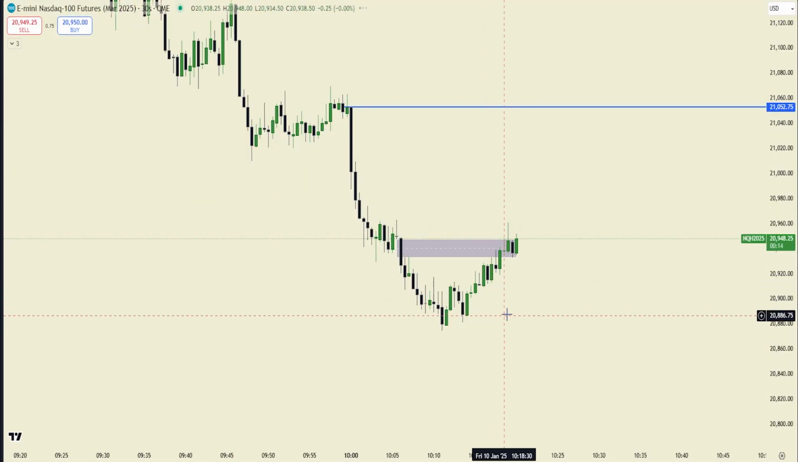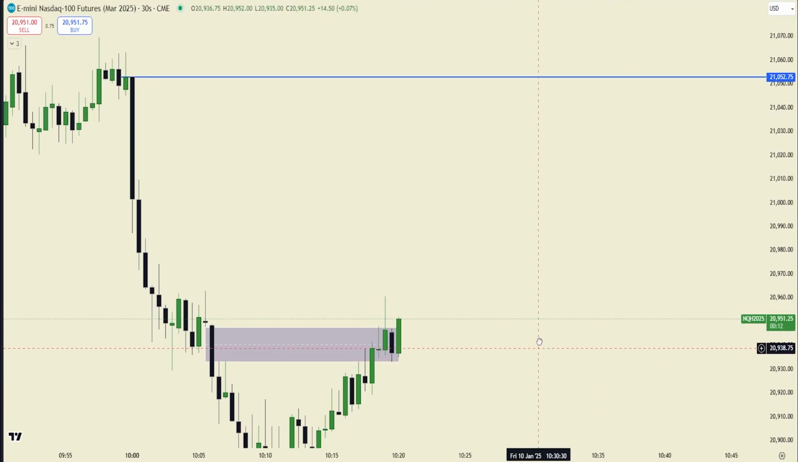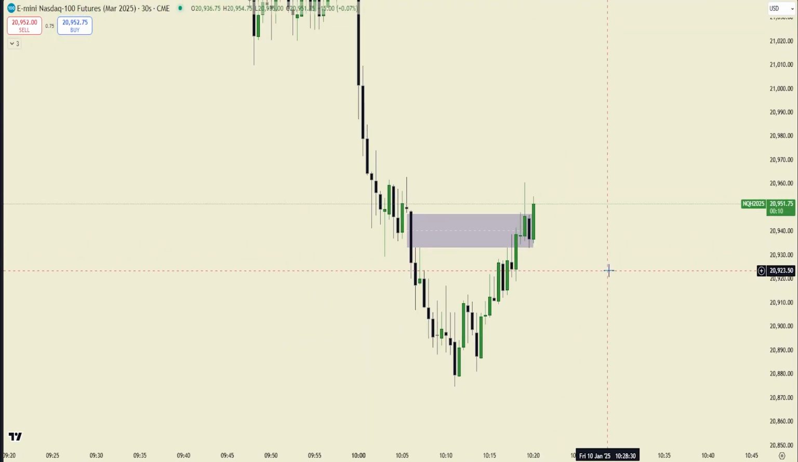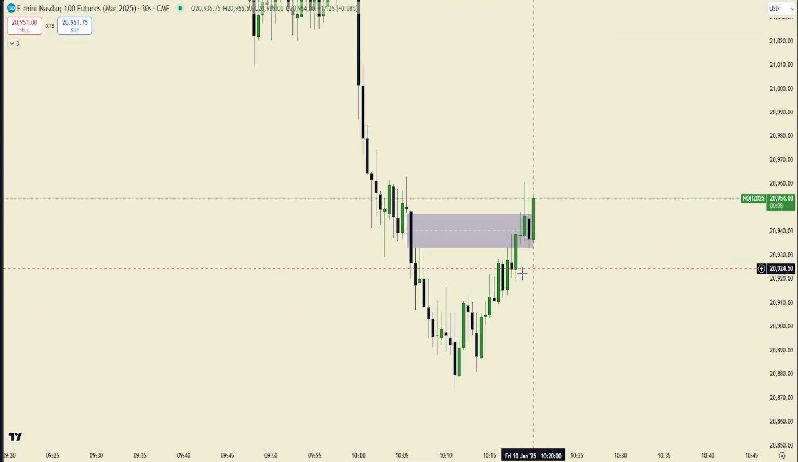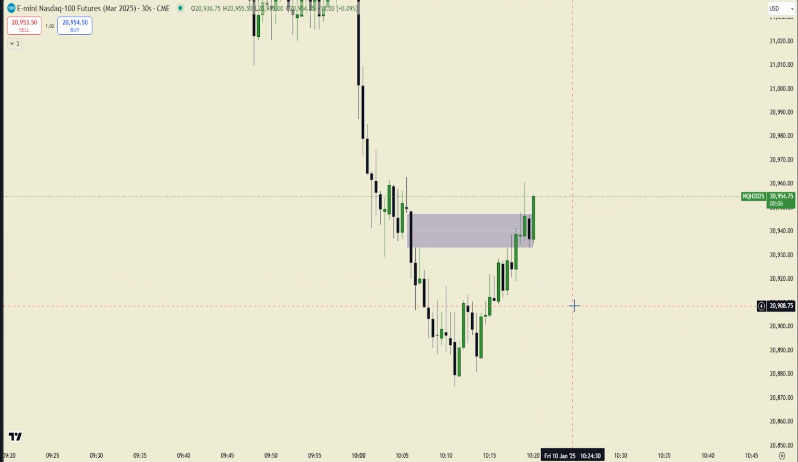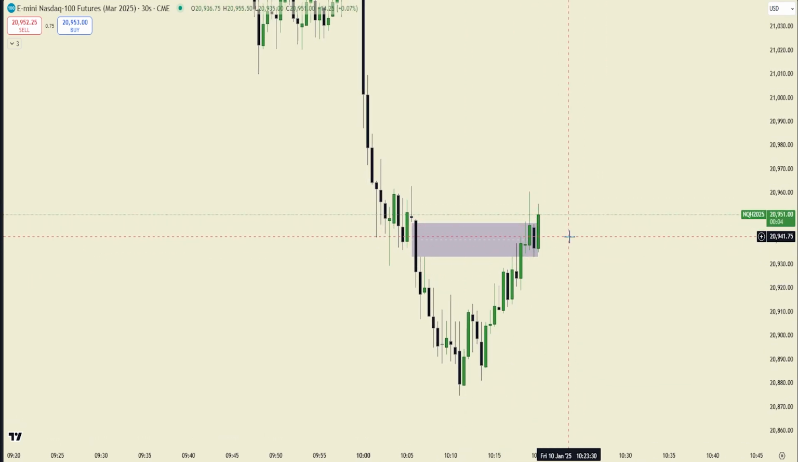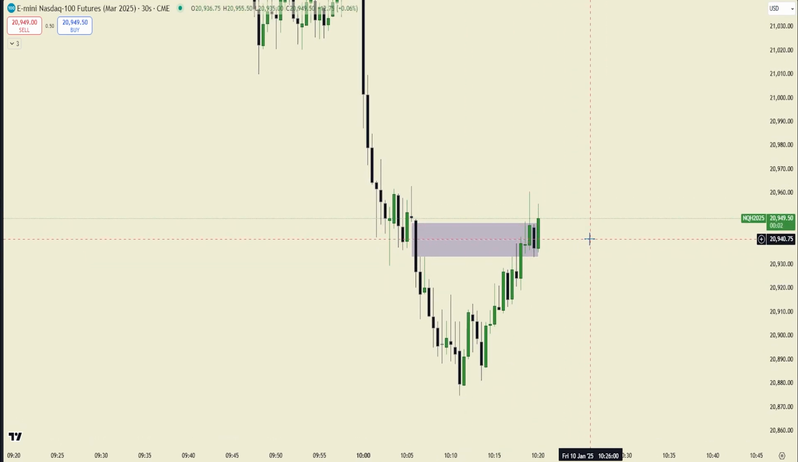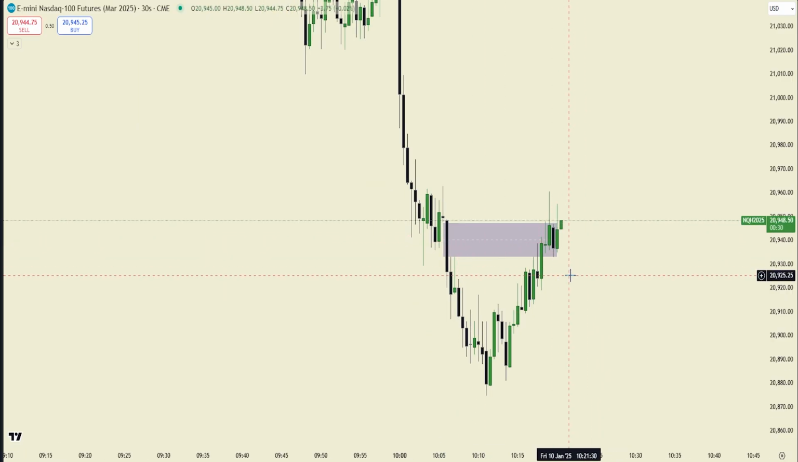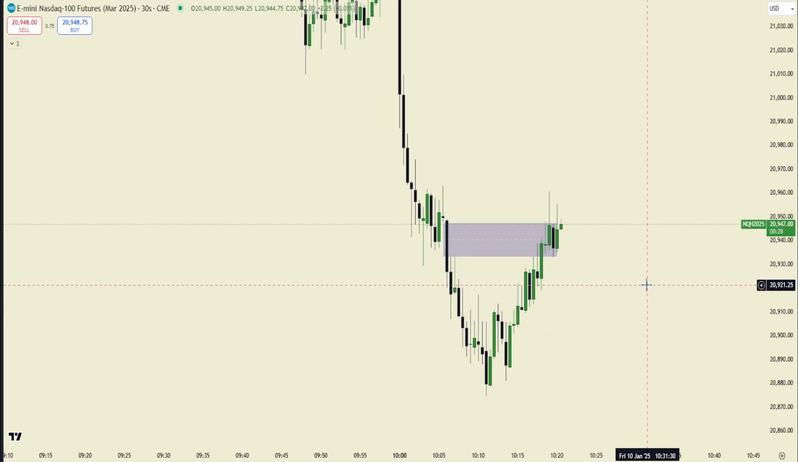But by the same token, we've dumped so much that it makes sense to get a reversal. So for me, I'm probably going to wait for more structure here, but I feel like this setup will probably win regardless. But I can't say I'm taking it. Also, no inverse there. Does that make sense?